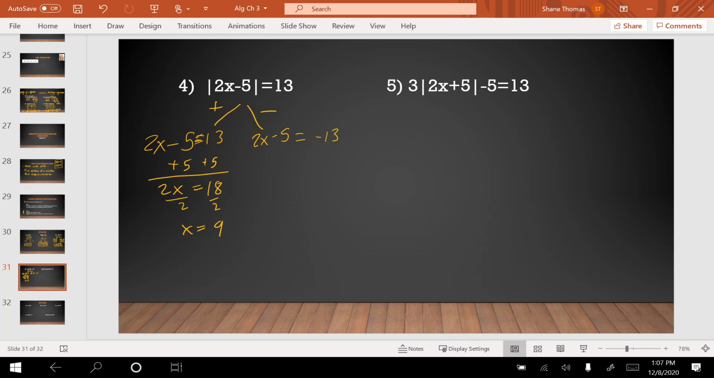Second one, solve it. So I add a 5, add a 5. So I have 2x is equal to, what's negative 13 plus 5? What's 13 minus 5? Negative 8. There we go. Perfect. Negative 8. Divide both sides by 2. X is negative 4. Great. Exactly. X is 9 and negative 4. Perfect. Feeling good? All right. That's what we like to hear.